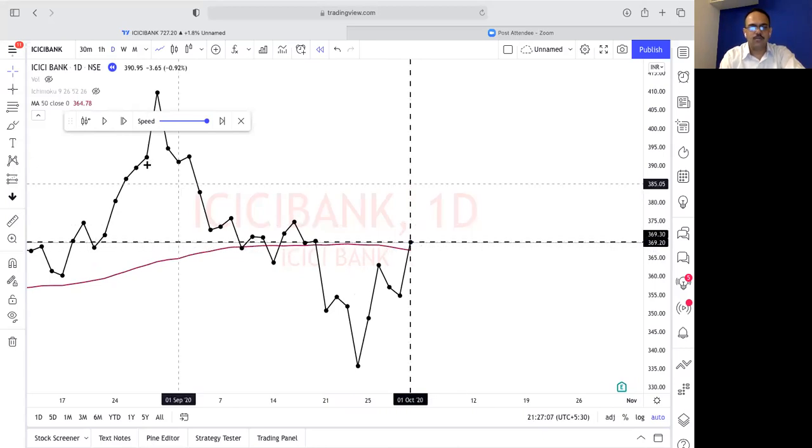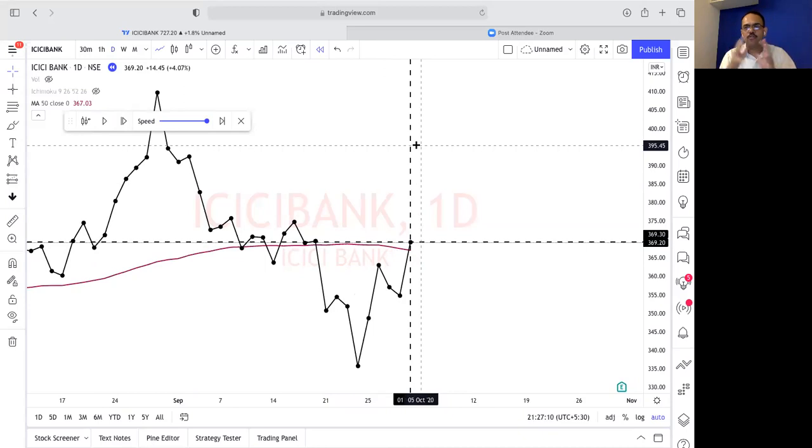Now it has closed above. Now, how long will I hold? So my three questions, right? When should I buy? Should I hold the share? If I have bought the share, how long should I keep that share with me? When should I sell? These three questions we are answering. First question answered: when it crosses above the 50-day moving average, we buy.